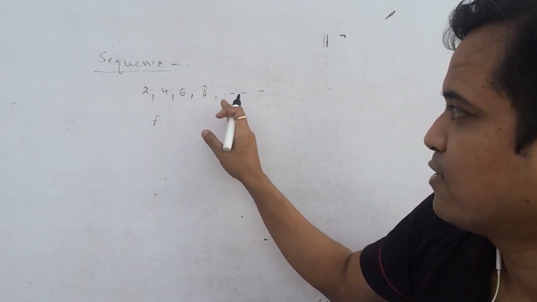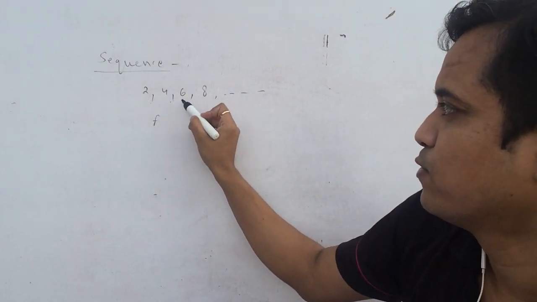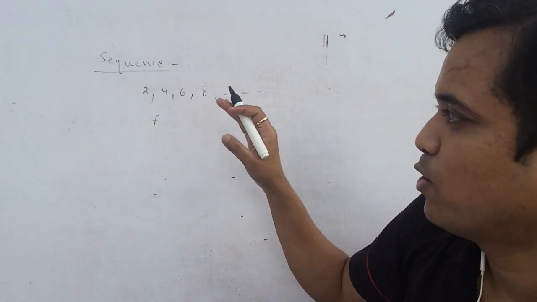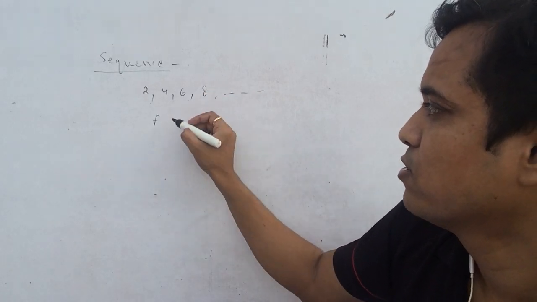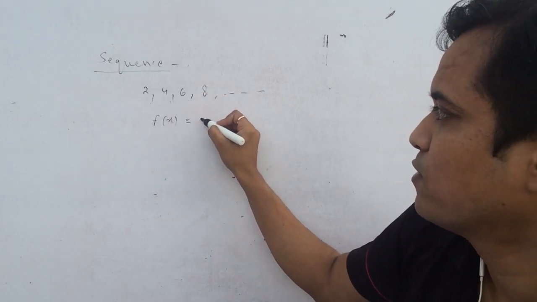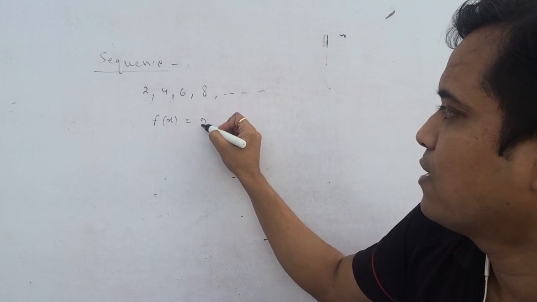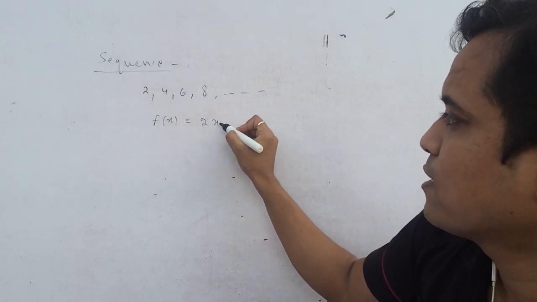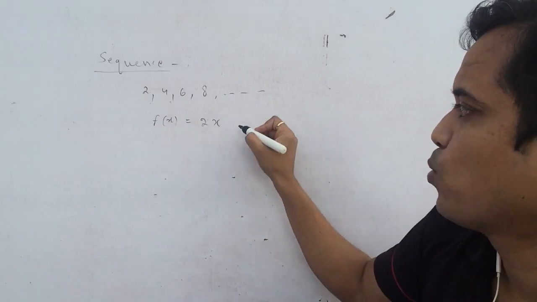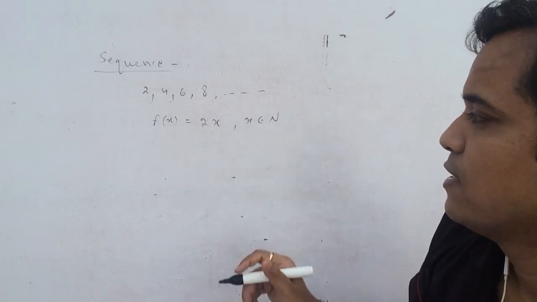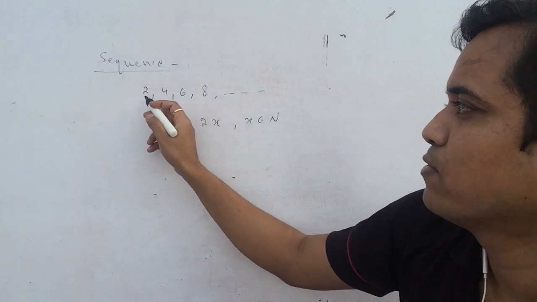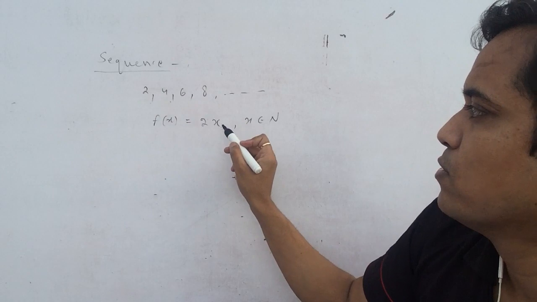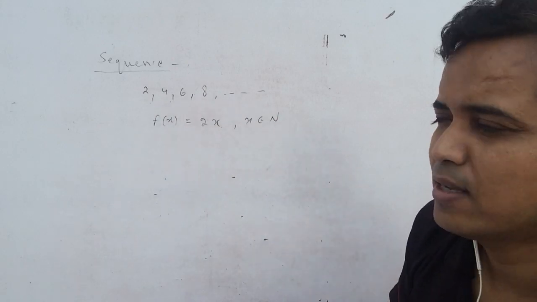So here I took an example. Here you have 2, 4, 6, 8. They are a sequence. According to the definition, they are a function whose domain is the set of natural numbers. So you can write this function as f of x equal to 2 times x, where x is a natural number. If you want to find the first term, you will get 2 into 1, which is 2; 2 into 2, 4, the second term; 2 into 3, 6, the third term.